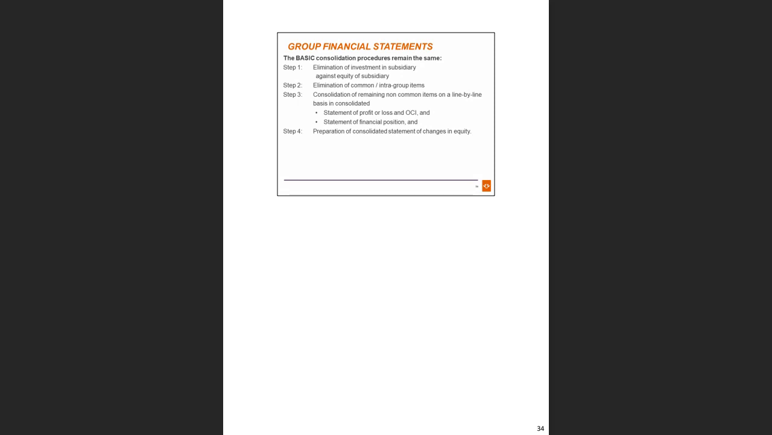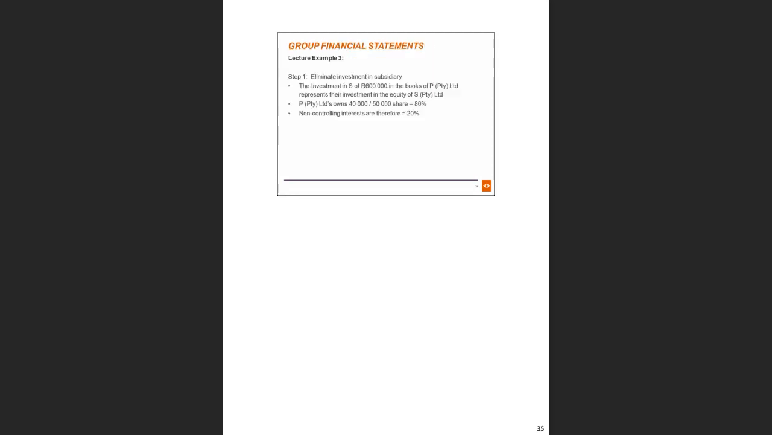So the steps are the same. We need to eliminate the investment in subsidiary against the equity of the subsidiary. Then we're going to look for any intergroup items like intercompany loans. Then we are going to consolidate the remaining common items line by line to prepare our statement of profit or loss and our statement of financial position. Then we'll prepare the consolidated statement of changes in equity. Okay, so that is what we're doing. You should all know the steps by now.